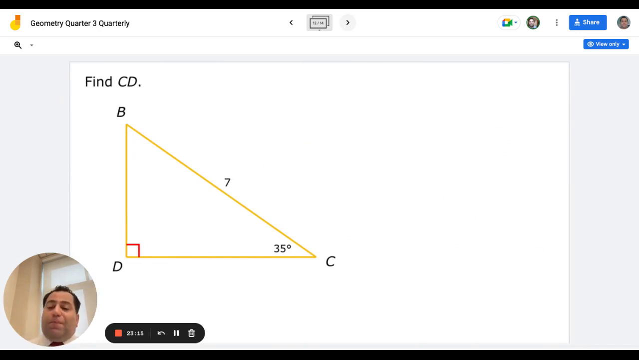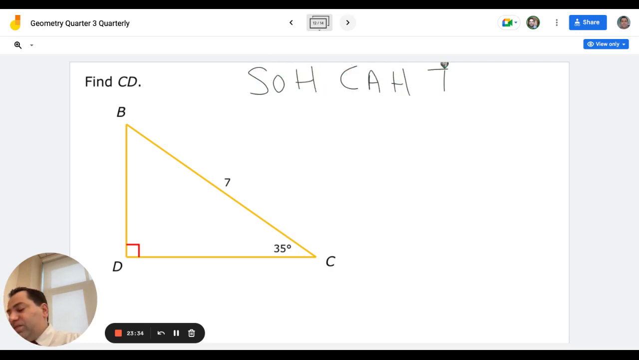Okay. All right, back to regular geometry and honors geometry at this point. So we're going back to the beginning of the quarter with this question. It's SOHCAHTOA. We're trying to find side CD, which is right here. I'm going to put an X there.